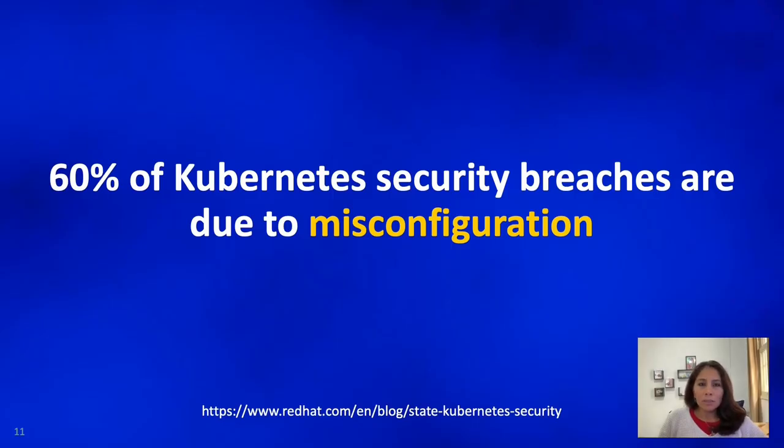60% of the breaches happen because of misconfigurations. This is a step that you can do in your pipeline, by introducing it in your CI/CD. You can use a tool to search for these misconfigurations and avoid being part of this report.